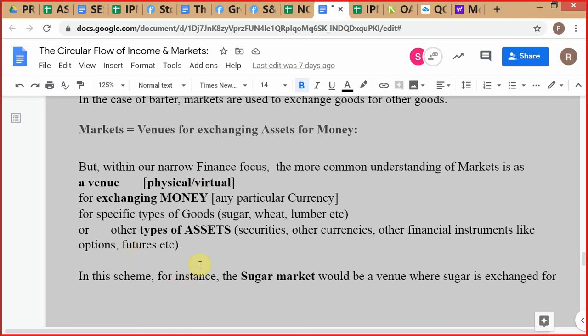So you must understand it conceptually. Understand the logic. We are looking at financial markets. Essentially, all financial markets will be a venue for exchanging some asset for money. There will be money on one side, and some type of asset on the other side. If we take this definition and apply it here, you will see that these are all markets.